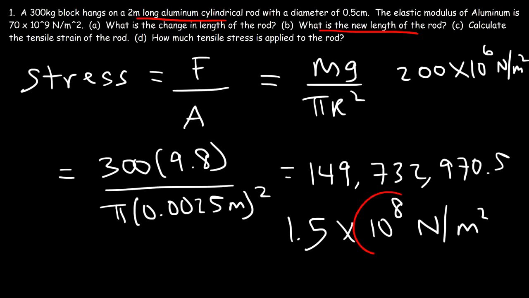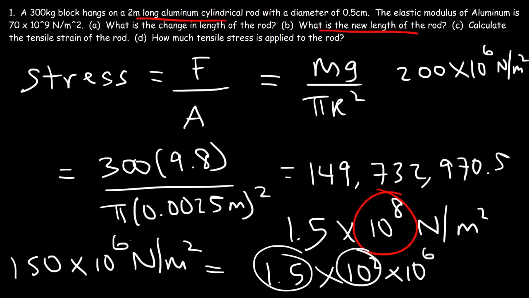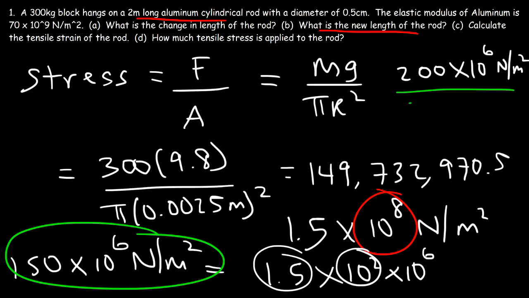Well, let's convert this number to 10 to the 6. So 8 is basically 2 plus 6. So 10 to the 8 can be written as 10 squared times 10 to the 6. And 10 squared is 100. 1.5 times 100 is 150. So this is equivalent to 150 times 10 to the 6 newtons per square meter. So notice that this number is less than the ultimate tensile strength of aluminum. So if we place a 300 kilogram block, the aluminum rod will not break.